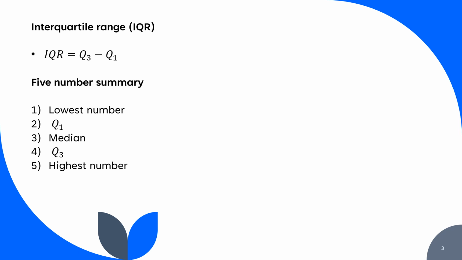So interquartile range is Q3 minus Q1, and a 5-number summary involves all of the 5 main statistics we have mentioned. So range is highest minus lowest, and then your interquartile range is Q3 minus Q1, and your median is your middle. And from that we can draw a box and whisker, which we will also look at.